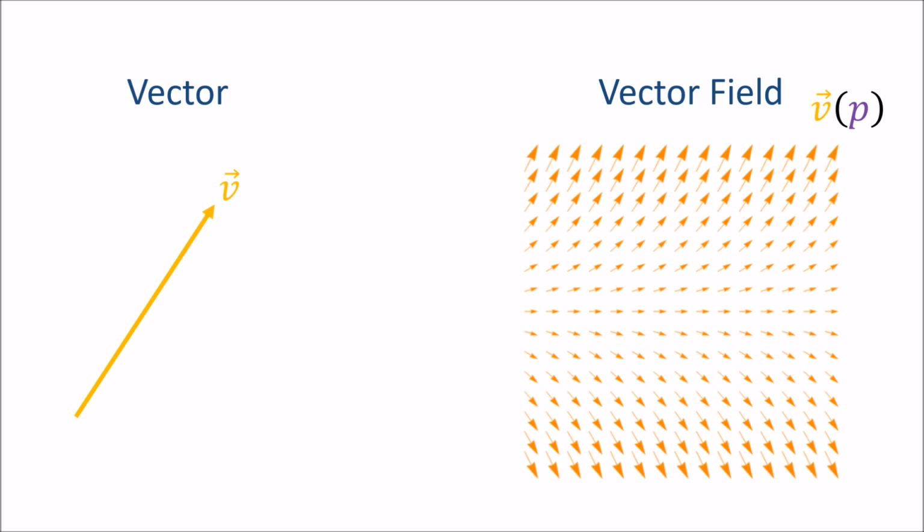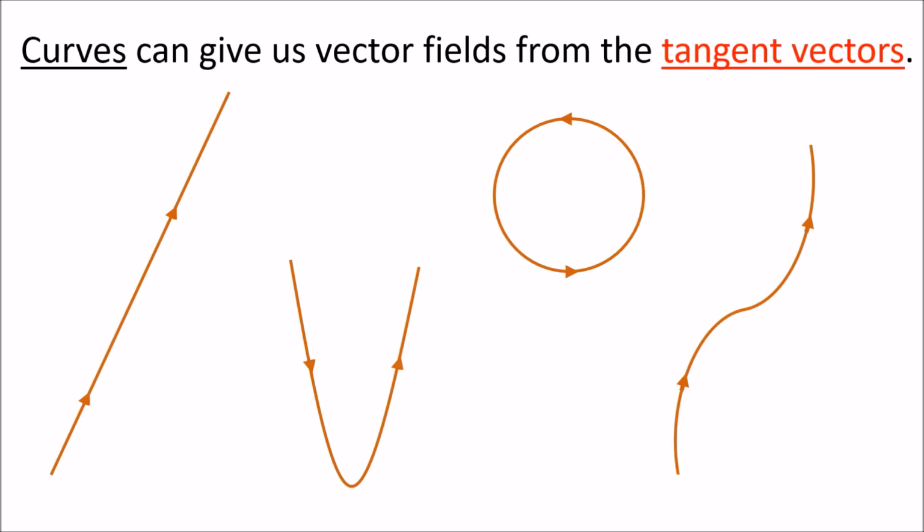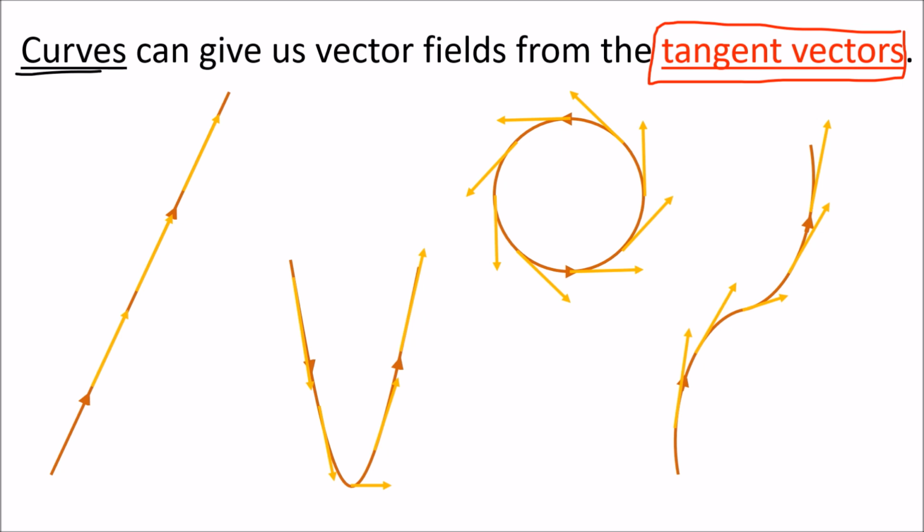So here we have a vector field where there's a vector at every point in space, but in this video we're going to deal with a slightly different type of vector field, and that's a vector field along a curve. That means we define a vector at every point along a curve. So we have a bunch of curves here, and the way we get vector fields from curves is to look at the sets of tangent vectors to those curves. Looking at tangent vectors gives us a vector field that's defined everywhere on the curve.